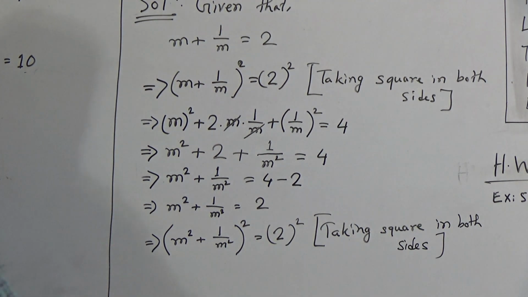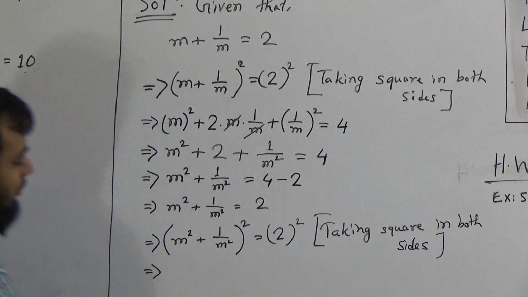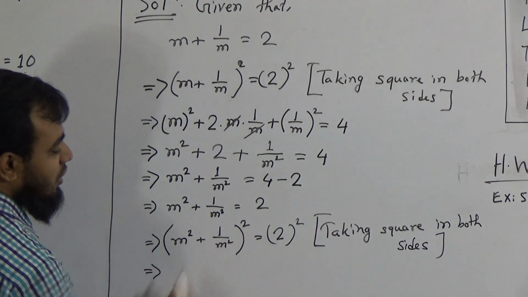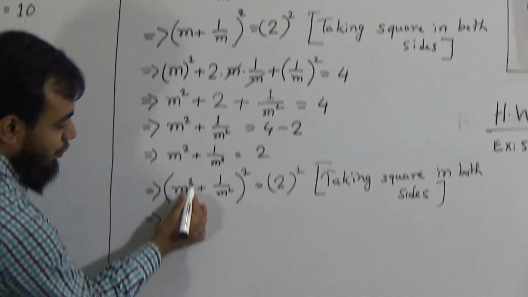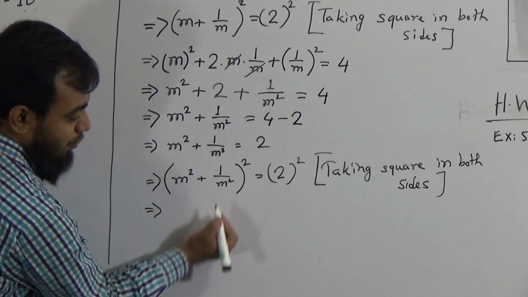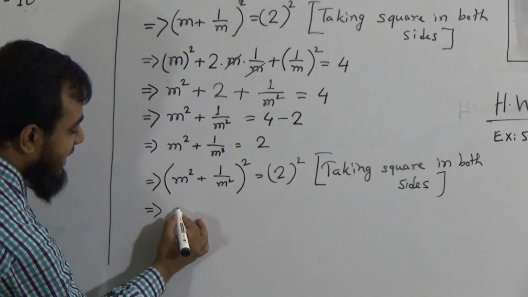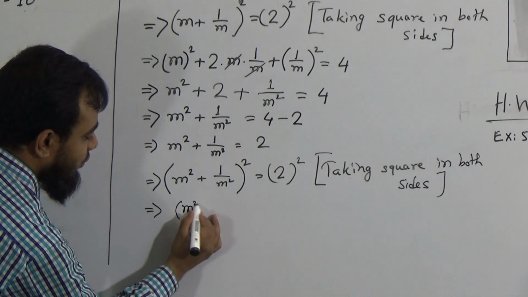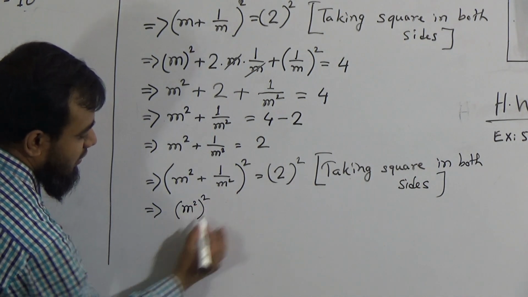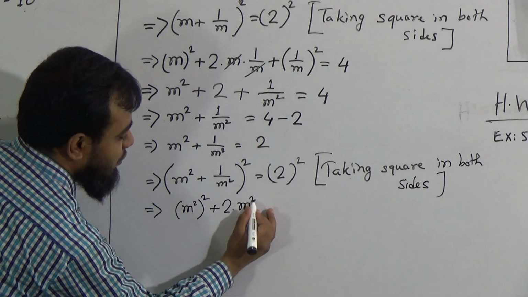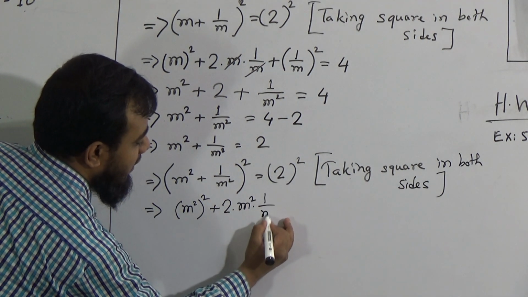My dear students, now we will write down the formula of a plus b whole square. Now our a is m square and our b is 1 by m square. So the formula is a plus b whole square, that means a square, a meaning m square, plus twice ab, 2 into a, meaning m square, into b, meaning 1 by m square.